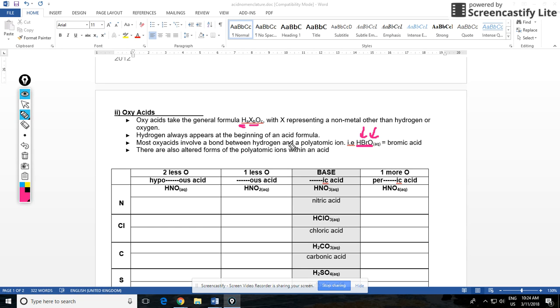Oxyacids still increase the concentration of H+ in solution. The difference lies mostly within the way we name them and the way we write their formulas. And so we'll see that in the next video.